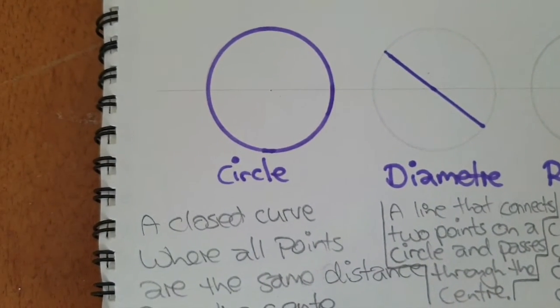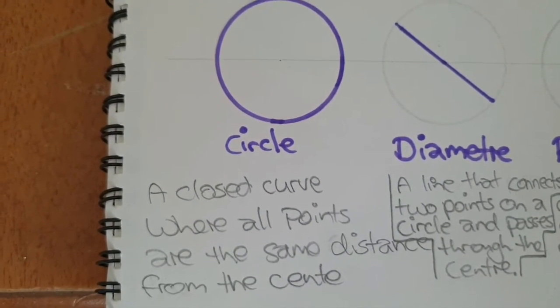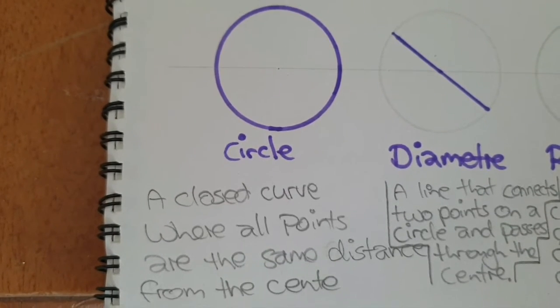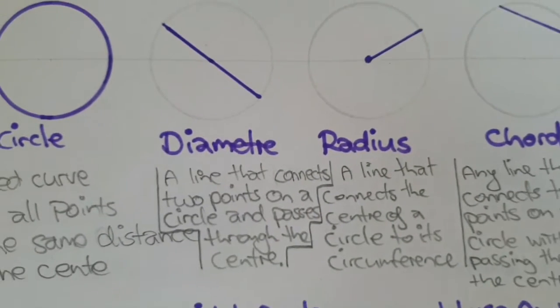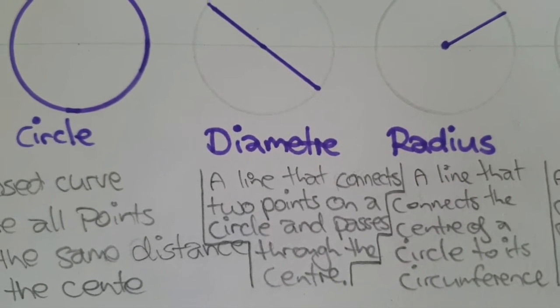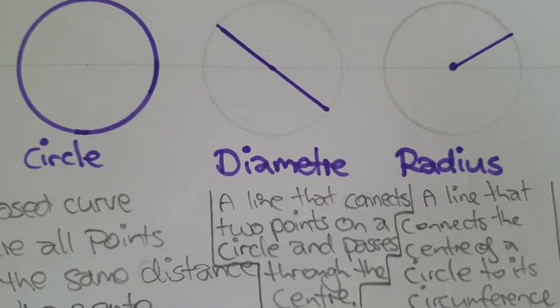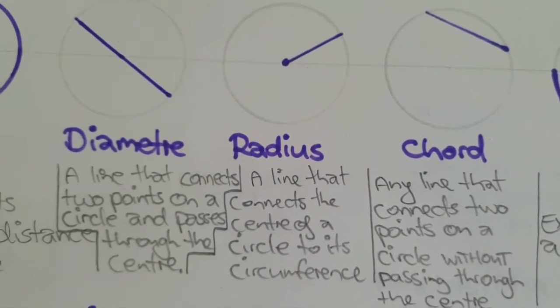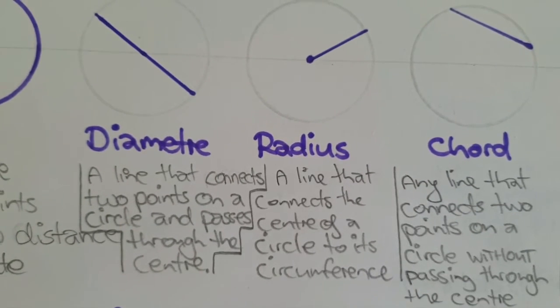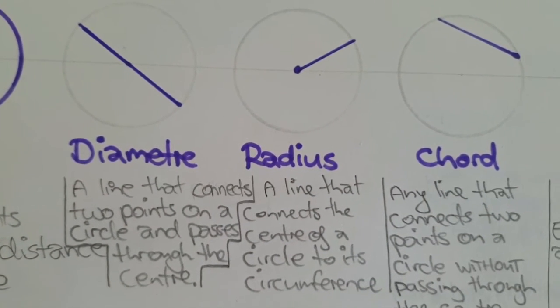Diameter, a line that connects two points on a circle and passes through the center. A radius is a line that connects the center of a circle to its circumference. A chord is any line that connects 2 points on a circle without passing through the center.